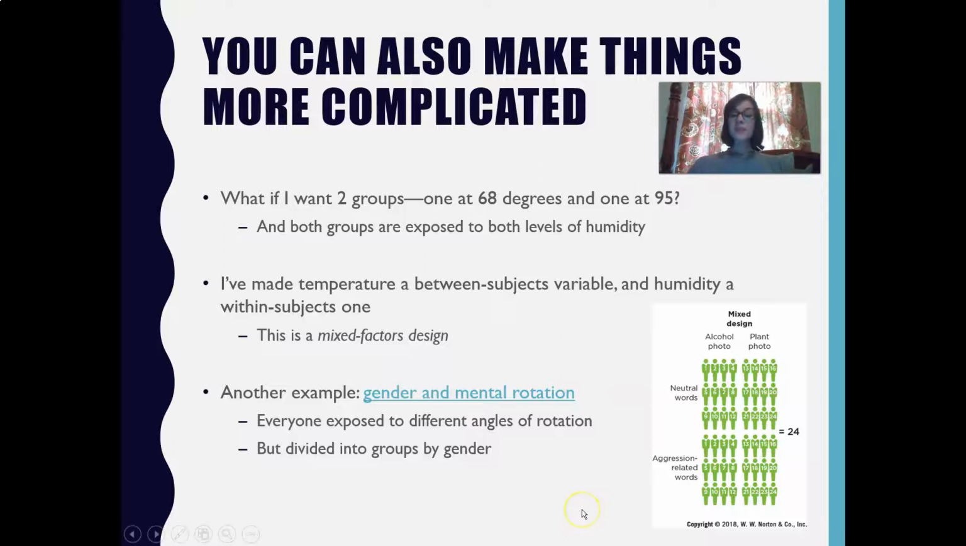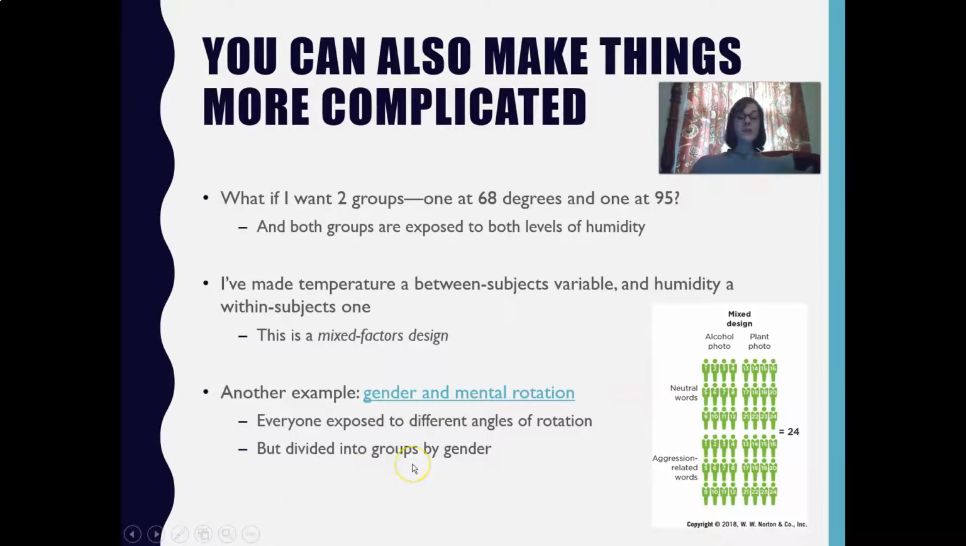Another example could be looking at gender and mental rotation. I can't manipulate gender. But I can expose everybody to all possible angles of rotation of different objects. So that'll kind of function as my within subjects variable.